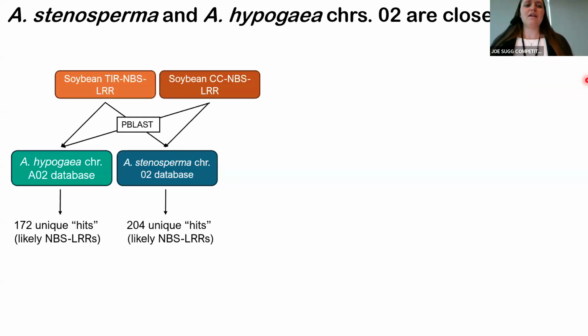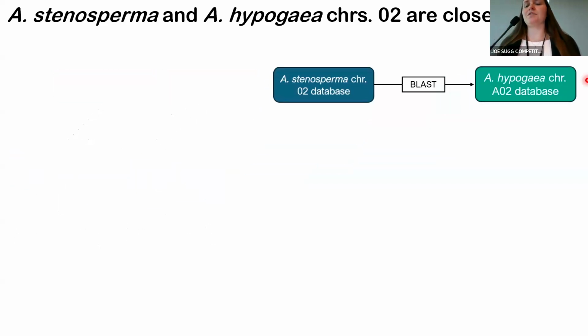cardenasii. I found a good number of likely NBS-LRR genes in both species and then sought to compare them to each other, expecting to find a couple in Arachis stenosperma that are not present in the cultivated species. To my surprise, they all had a homolog in cultivated peanut.